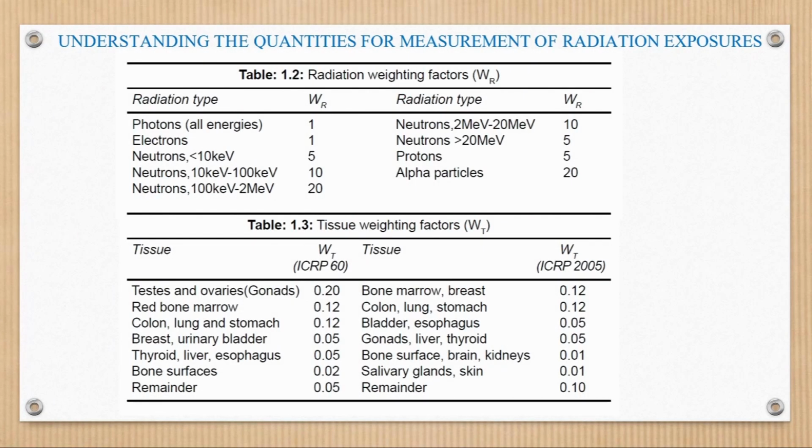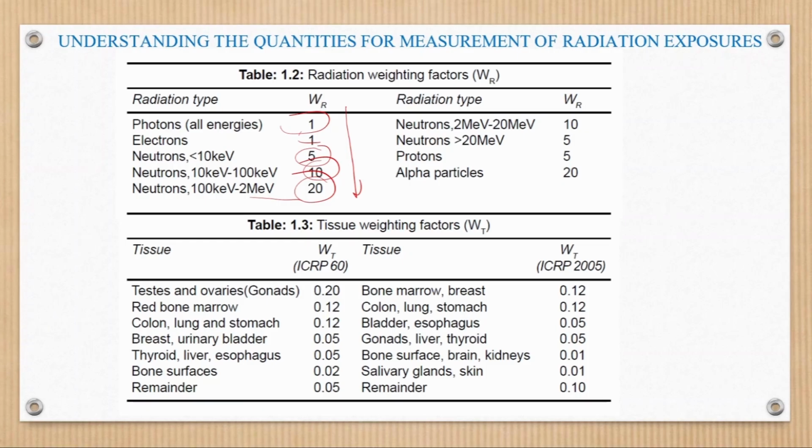This table shows how the radiation weighting factor varies with different particles. For photons, the radiation weighting factor is the least. For electrons, it is also the least, because photons and electrons are almost massless particles. As the mass of the particle increases, the radiation weighting factor also increases, because it becomes a high LET radiation. So neutrons have the highest radiation weighting factors. You can see that up to 2 MeV it is 20. With increasing mass, the radiation weighting factor also increases.